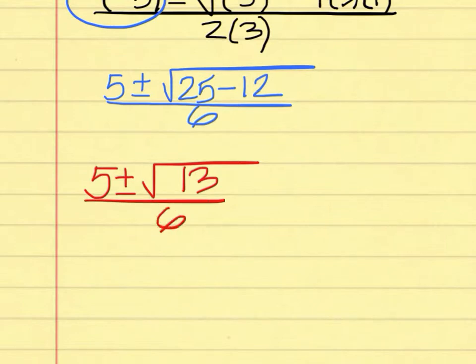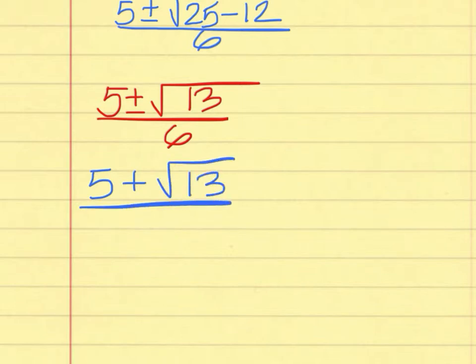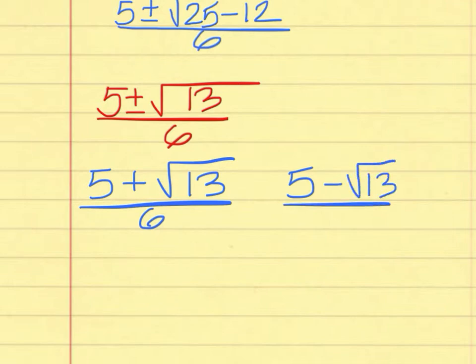What do I do next? You got to take your 2 plus, and you got 2 equations you got to do. You got to do your positive one and then your negative one. Yes. No, that's right. That's right. 5 plus square root of 13 over 6 and 5 minus square root of 13 over 6.